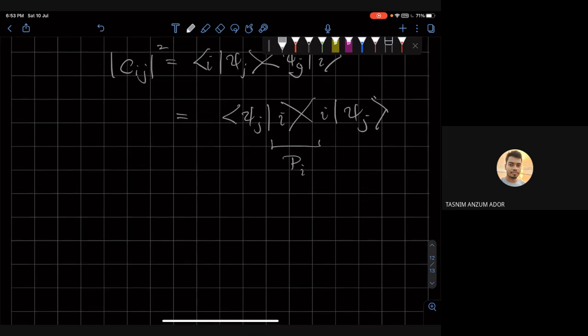And we have an identity in quantum mechanics, which comes from linear algebra, that if you have a set of basis states psi_i, and you take this operator and sum over all the basis states from 1 to d, then you get the identity operator acting on that Hilbert space.